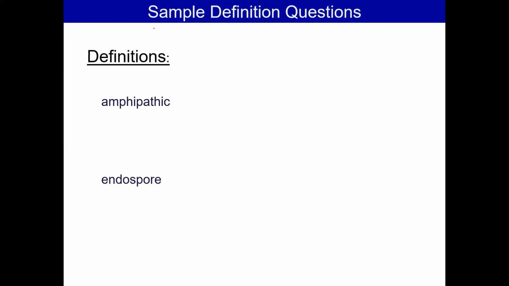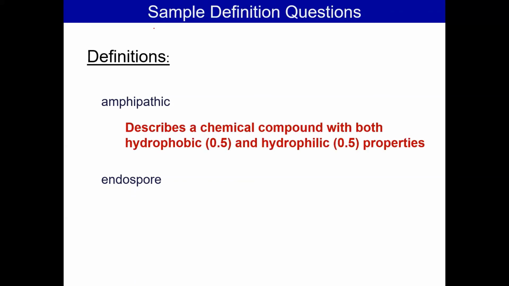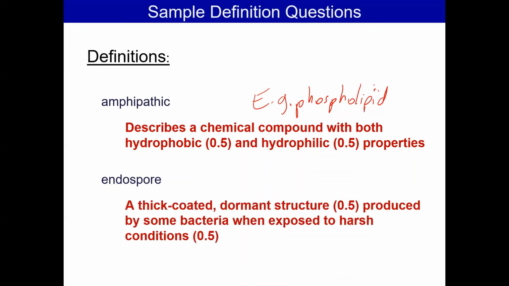Some sample questions. Again, definitions. What is amphipathic? Remember that that is a molecule that has both hydrophobic and hydrophilic components. And if you're looking for an example, it is a phospholipid. What is an endospore? An endospore is a thick, coated, dormant structure, and it's produced by some types of bacteria when they are suffering harsh environmental conditions. So it could be lack of water, lack of food, or something like that.